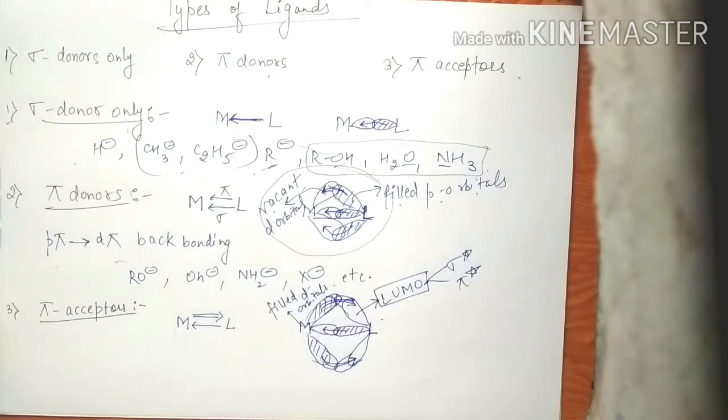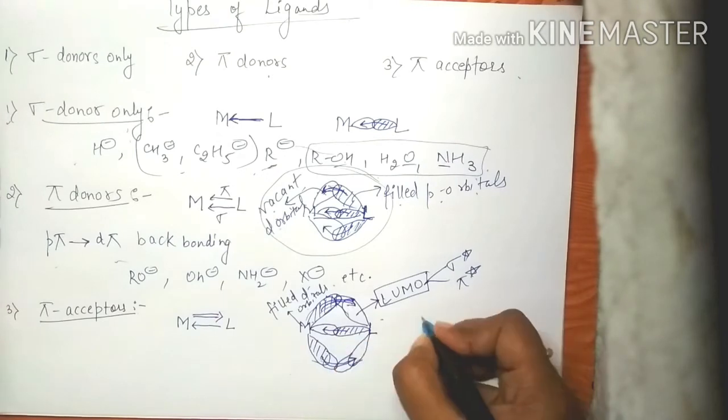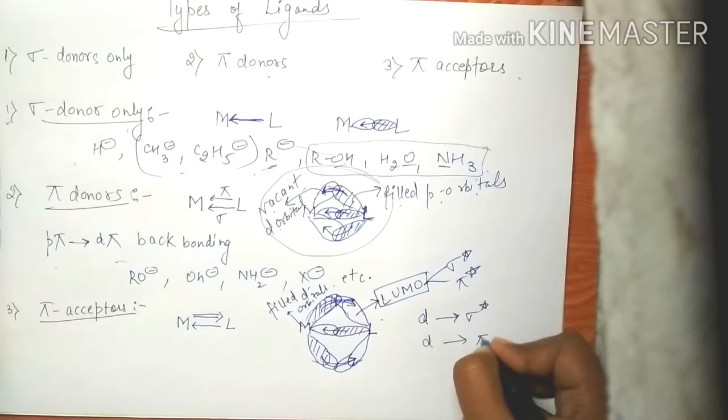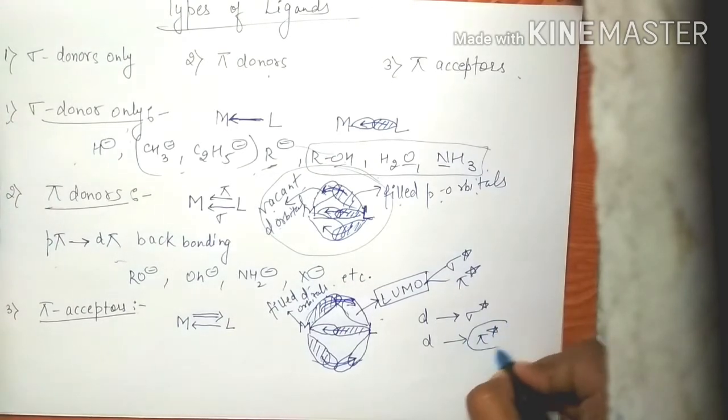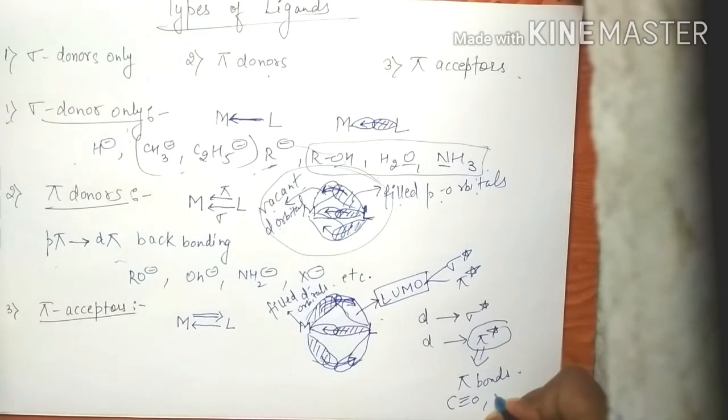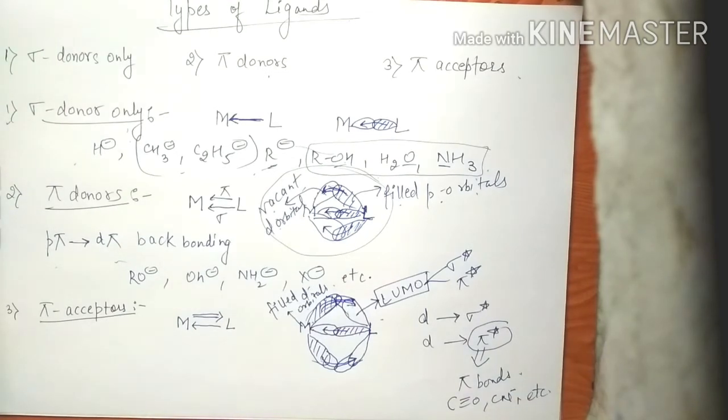So the donation will be from d to sigma star or from d to pi star. Pi star will be available in those ligands in which pi bonds are present. For example, CO, CN negative, these types of ligands in which there is presence of pi bonds, only in those overlappings will d to pi star electron donation take place.